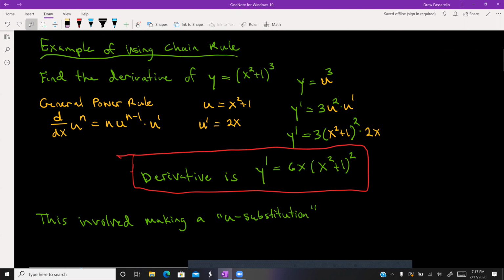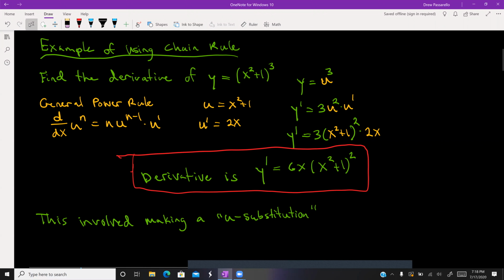So then u prime, taking the derivative of x squared plus 1, becomes 2x. And so on the right side, you'll see the demonstration of doing the substitution, letting u be x squared plus 1, so then that gives you y equals u cubed, and then applying the power rule. So we drop down the exponent 3 and then subtract 1 from it, so 3 minus 1 is 2, so it'll be 3u squared, and then times u prime, just by general power rule.